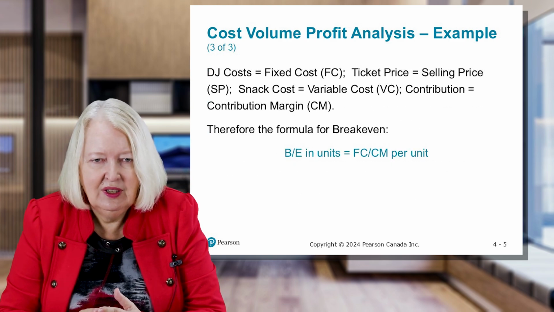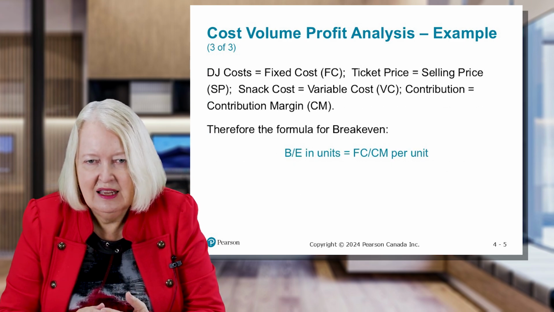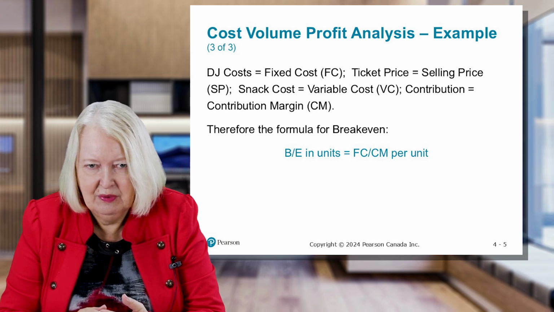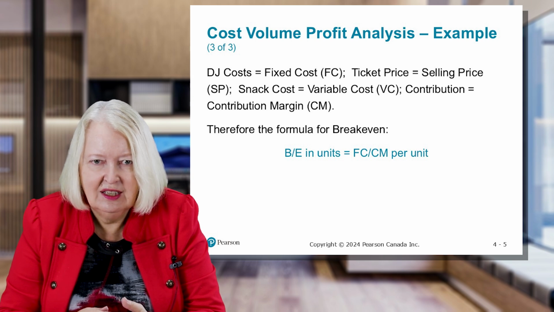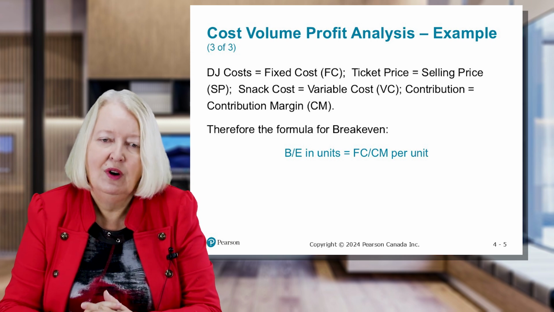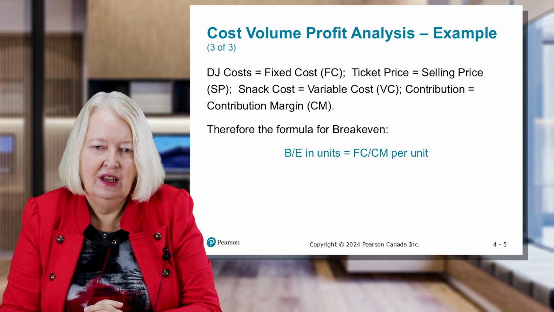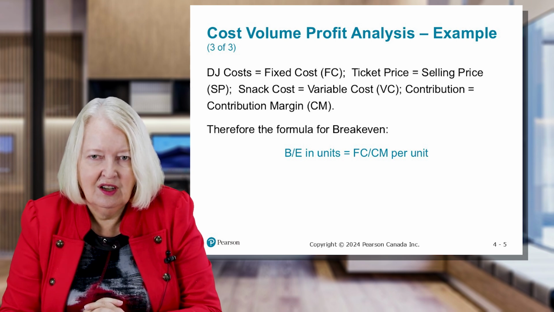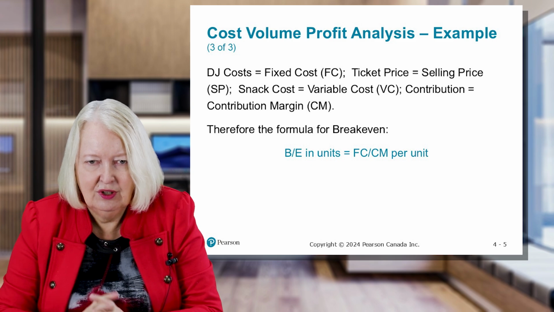So when we're looking at this, your DJ would be considered fixed cost, and the ticket price is your selling price, and then the snacks would be your variable cost. So your sales less your variable cost will give you contribution margin. So then, as you could see from the previous example, if you wanted to calculate break even, the formula is your fixed cost divided by your contribution margin per unit.